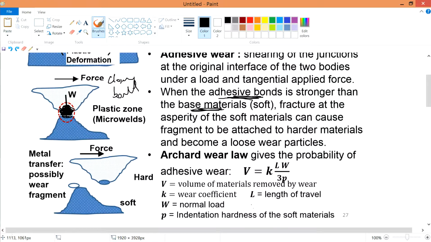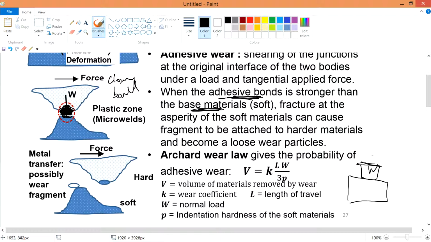So maybe I should explain a bit about the meaning. I just want you to take note that the longer the length of travel, and the heavier the normal load, so this is the surface, this is the normal load, W.